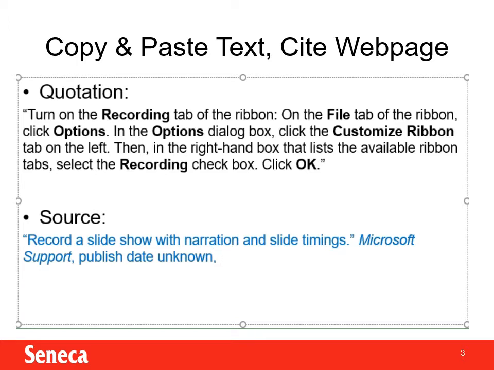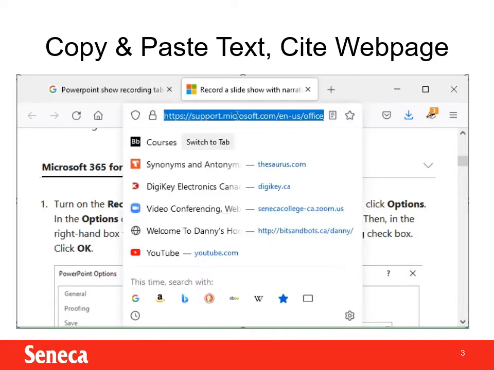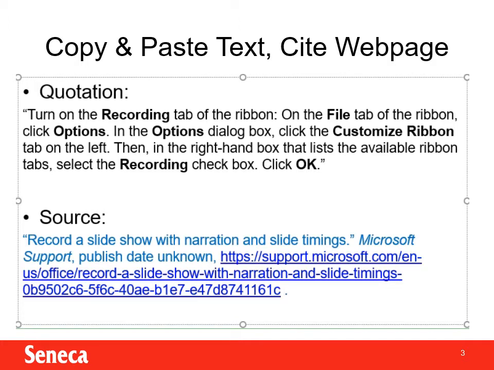And then I need the URL from the specific site. And I don't want just the website. I'm not going to cite the whole website. I'm going to copy the URL directly from the address bar, which is up here. And then end with a period. If you'd like this to be a link, you can just click space, and then it becomes a hyperlink.